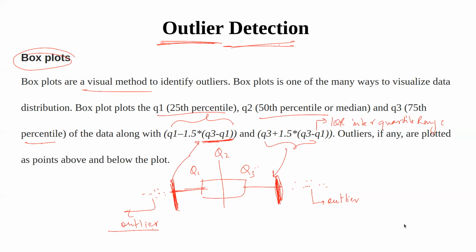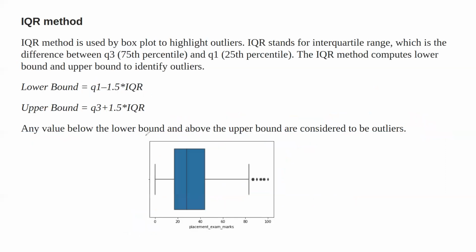So this gives us a very good way to visualize our data, right? So this is the IQR method which we were talking about earlier. The lower bound can be found using Q1 minus 1.5 times IQR. The upper bound can be found using Q3 plus 1.5 times IQR.